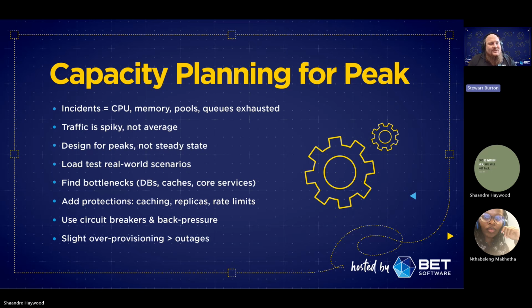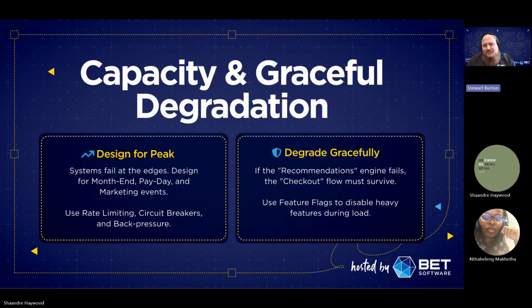Okay, so we're going to move on to graceful degradation. We can't stop all failures, but we can choose how they show up for us, right? So graceful degradation means core journeys should still work, so optional or heavy features can be temporarily sacrificed. Users can see a slimmed down experience as opposed to a full crash.